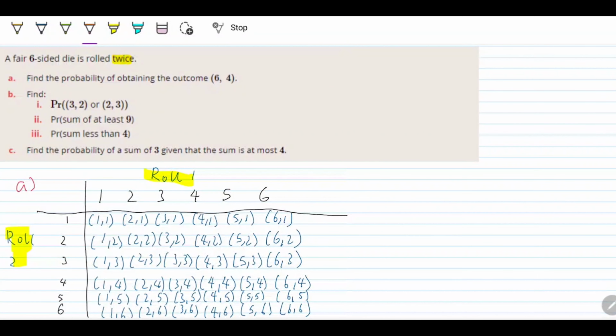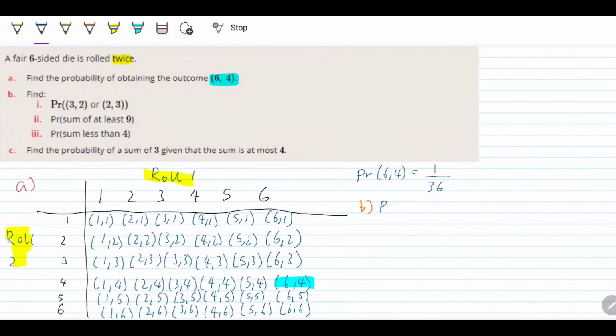In part A, this is asking us to find the probability of the outcome 6, 4. We can see the outcome 6 and 4 just here. The first roll needs to be 6, the second roll needs to be a 4. We only see this one time. Therefore, the probability of obtaining a 6 and 4 will equal 1 out of our total outcomes. 6 by 6 will give us 36. So 1 over 36.